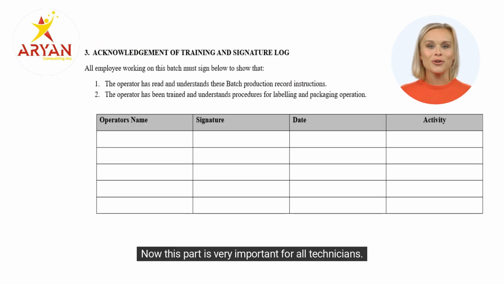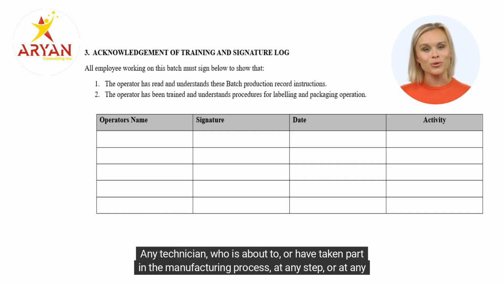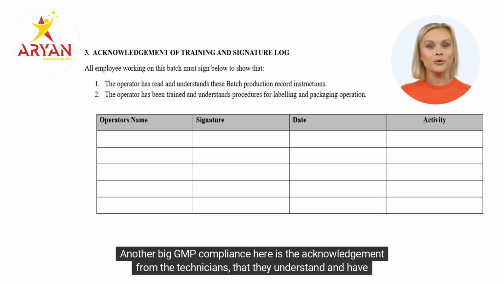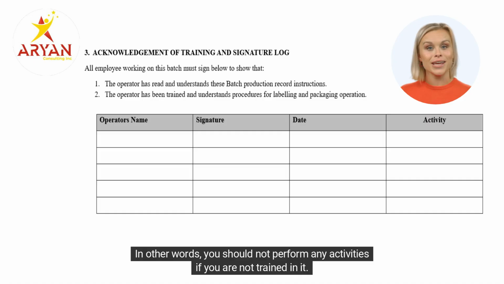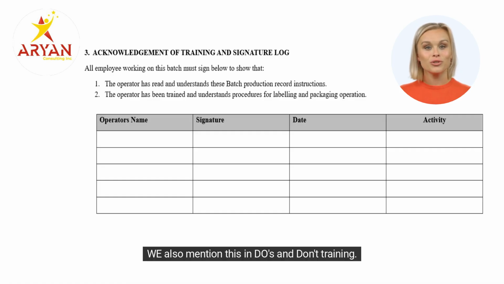Now this part is very important for all technicians. Any technician who is about to or has taken part in the manufacturing process at any step or at any time during manufacturing must sign this signature page first. Another big GMP compliance here is the acknowledgement from the technicians that they understand and have been trained on how to operate equipment during the manufacturing. In other words, you should not perform any activities if you are not trained in it. We also mention this in do's and don'ts training.